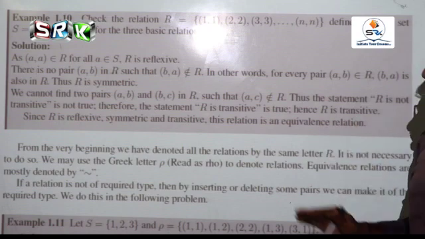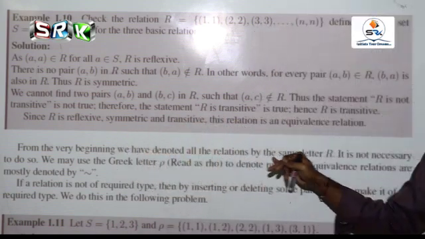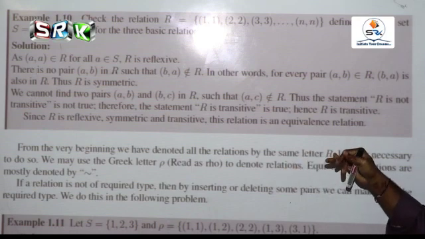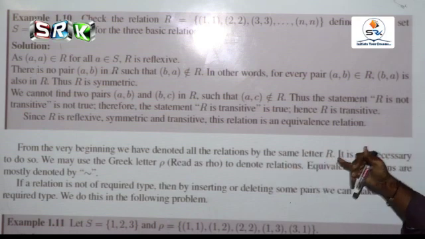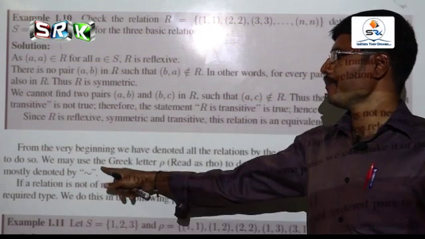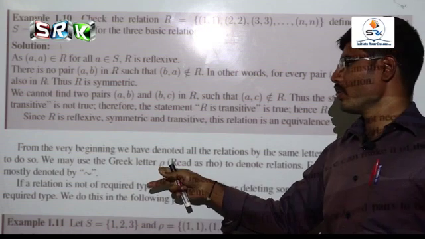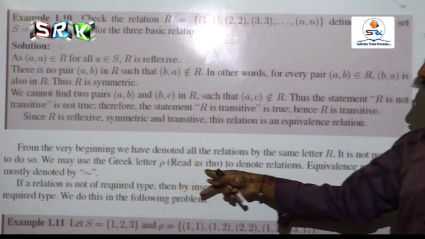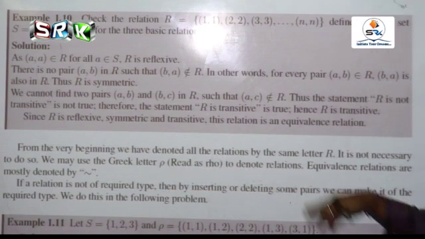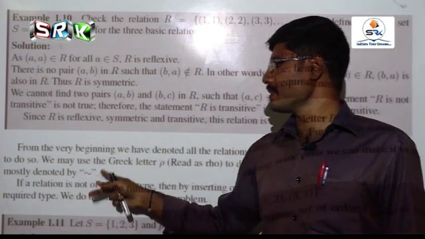Next, from the very beginning we have denoted all the relations by the same letter R. It is not necessary to do so. We may use the Greek letter rho, which is read as 'rho', to denote the relations. The rho symbol will denote relations, and equivalence relations are mostly denoted by this symbol notation.